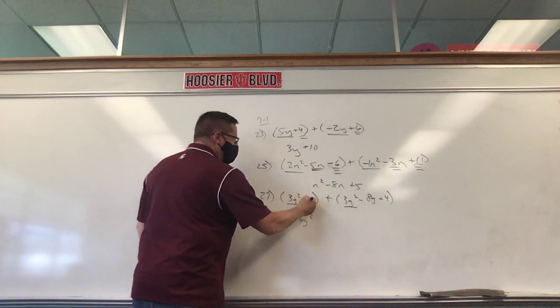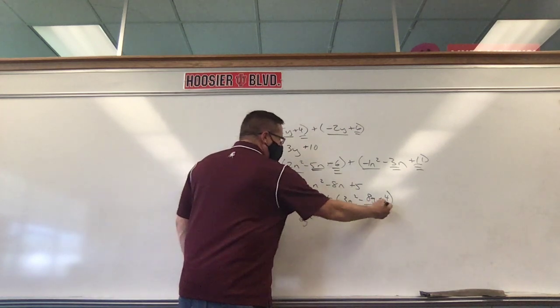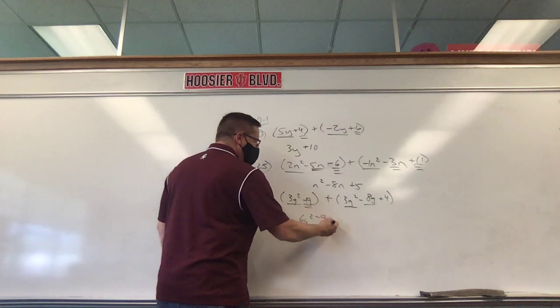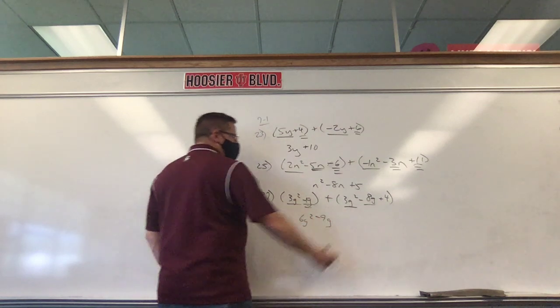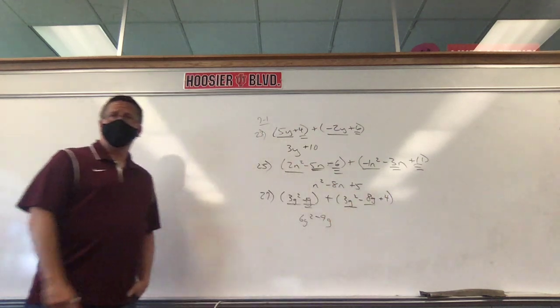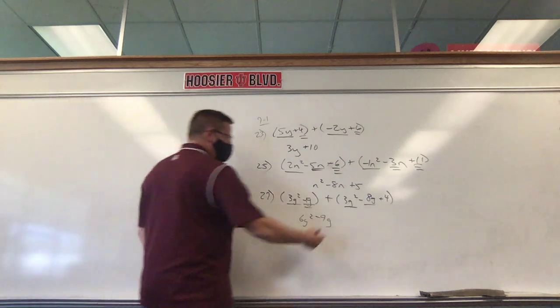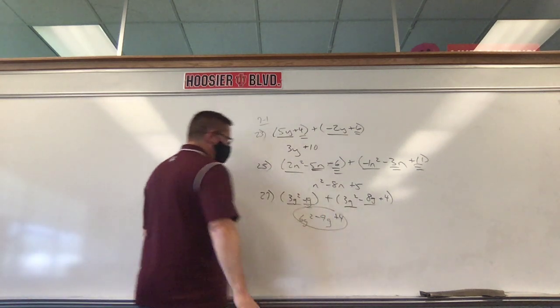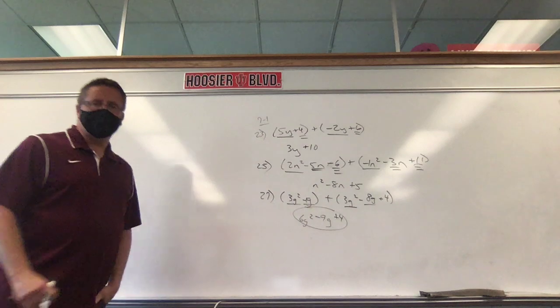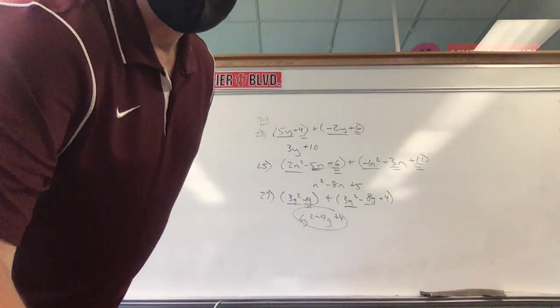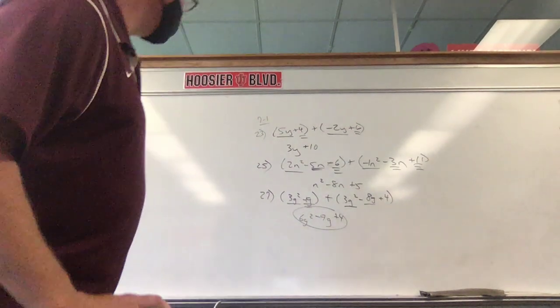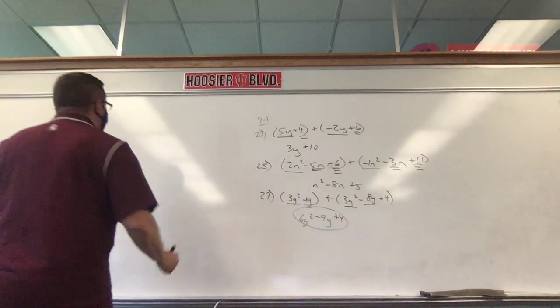I can put together a negative 1g and a negative 8g. That's a negative 9g. Now where you might get stumped is this. What am I going to combine with 4? What can I put with 4? Nothing. It stays 4. You can't add anything to it. So 6g squared minus 9g plus 4.